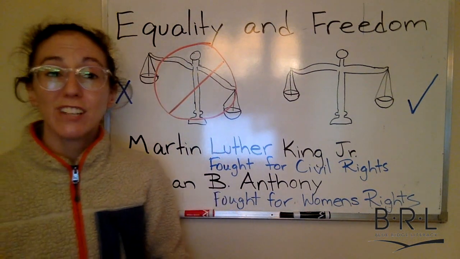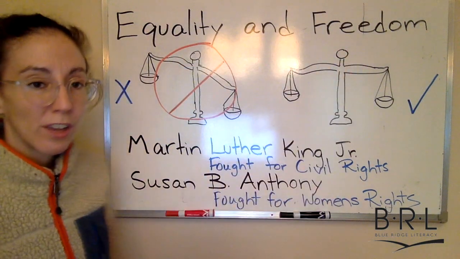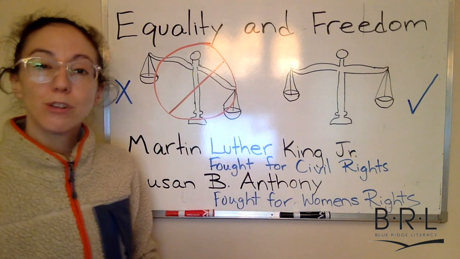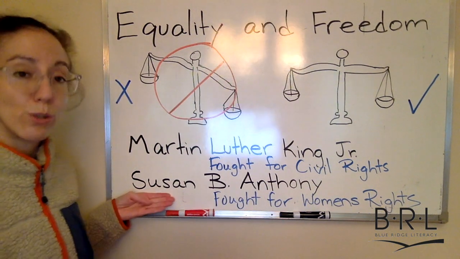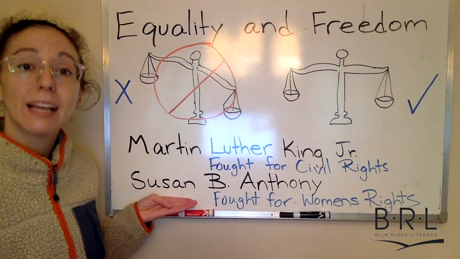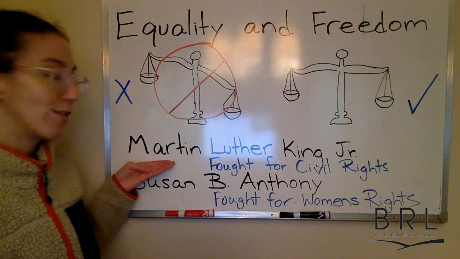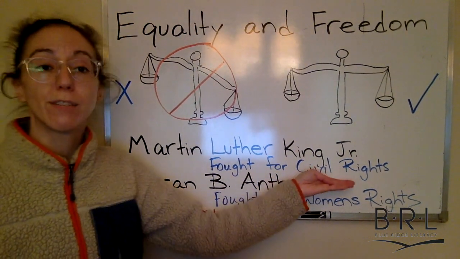That's all for today's quick lesson on equality and freedom. The two important people to remember for the U.S. citizenship test are Susan B. Anthony, who fought for women's rights and civil rights, and Martin Luther King Jr., who also fought for civil rights.